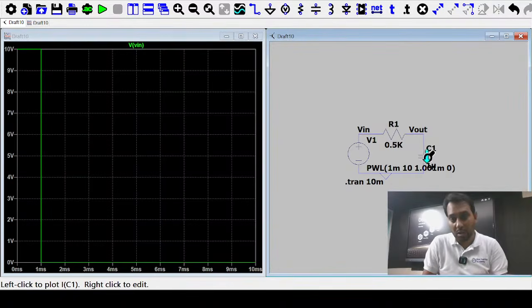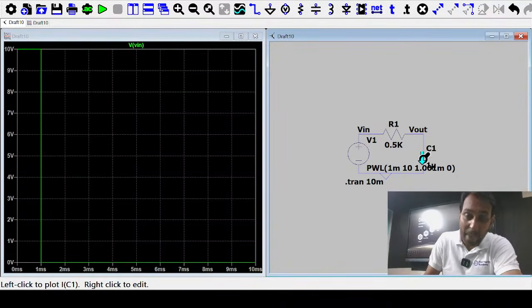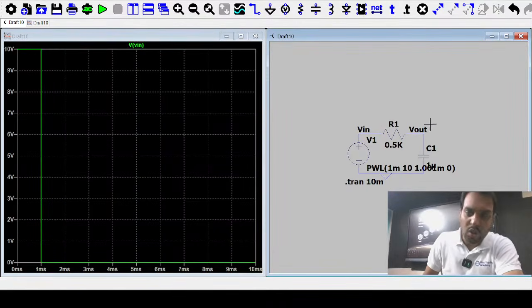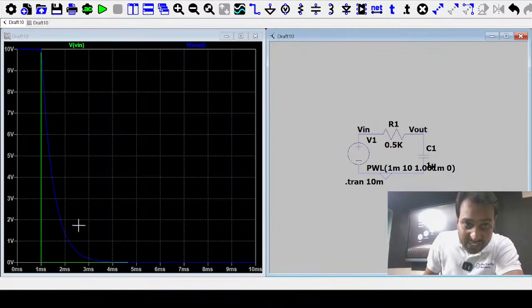So basically the capacitor is just like your bank. Once the input voltage becomes 0, it is discharging. The input voltage is 10 volt till 1 millisecond. After 1 millisecond it becomes 0 and is maintained at 0. So your output is maintained at 10 volt until 1 millisecond, and after 1 millisecond the capacitor is discharging.